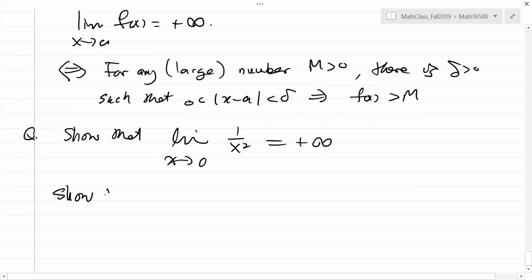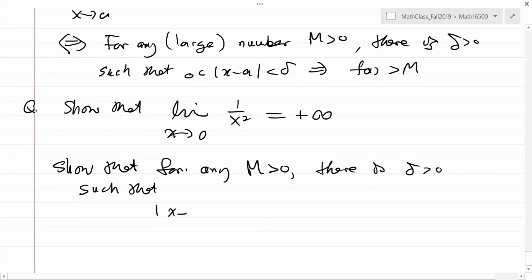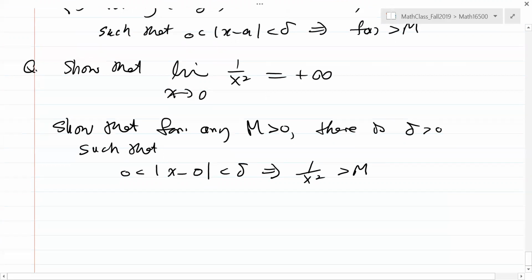You have to prove the following statement. For any m greater than 0, there is a delta greater than 0 such that the absolute value of x minus 0 less than delta implies 1 over x squared greater than m. Okay, how can I do that? Right, this is what I have to prove.